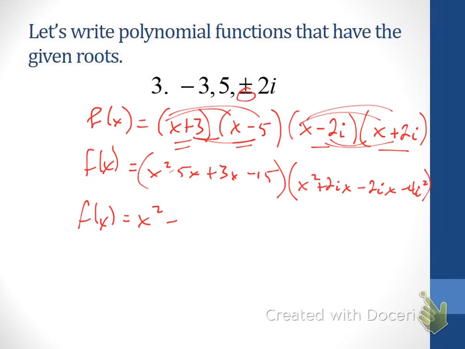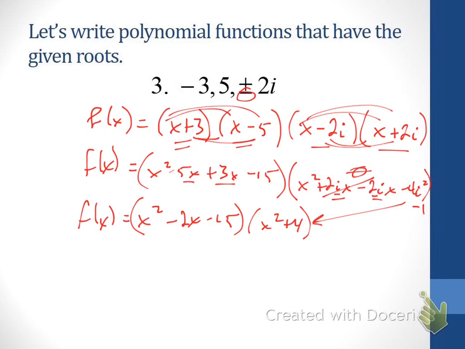Now, simplify by combining like terms. x squared, negative 2x minus 15 here, when you combine those guys. And then here, you combine these two like terms, but 2ix and negative 2ix will give you 0, right? And then again, remembering that i squared is negative 1. Negative 4 times negative 1 is going to give you positive 4. So that's where the positive 4 comes from.